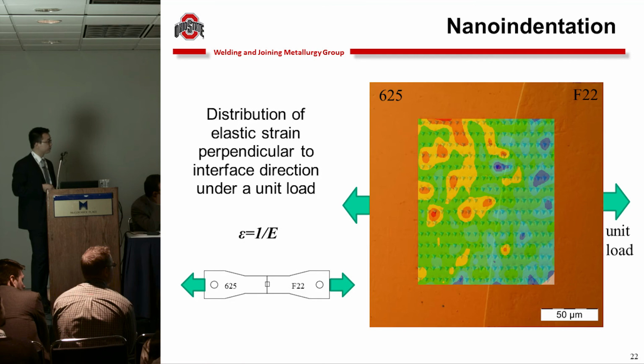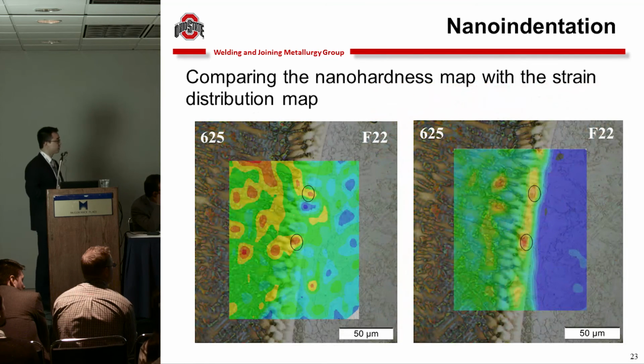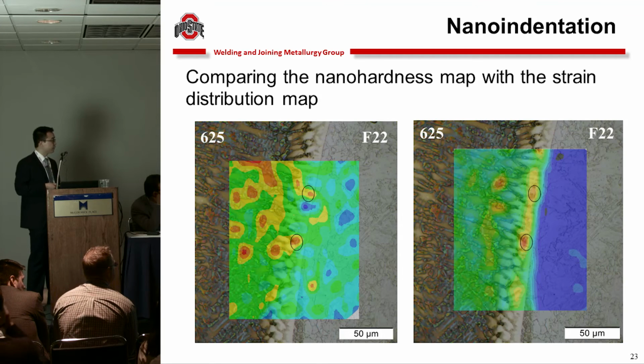So we can compare the elastic strain map and the hardness map, and we can find some regions with both high elastic strain and high hardness. Such regions must be more susceptible to the hydrogen-assisted cracking.